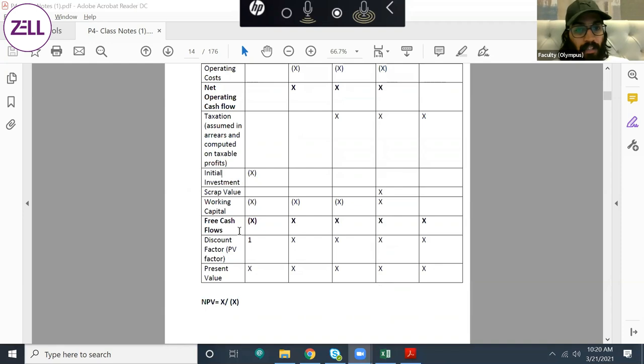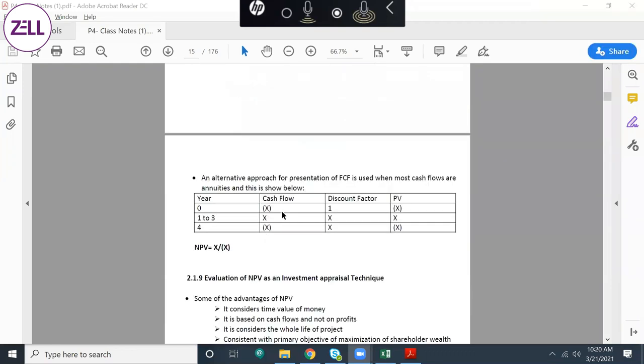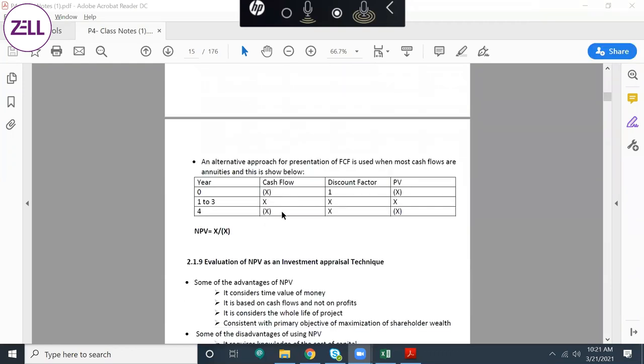Then is our discount factor. Then is the present value. And the sum of present value is nothing but your NPV. Clear? Yes, sir. Guys, yes or no? Yes, sir. Okay.